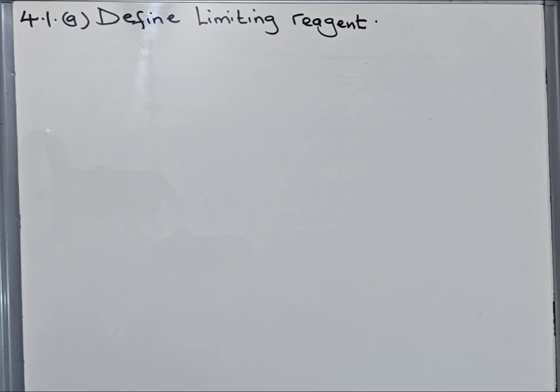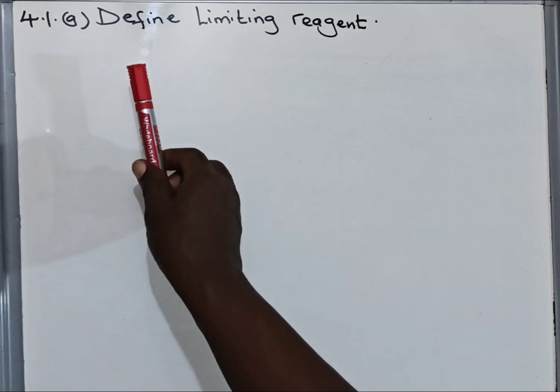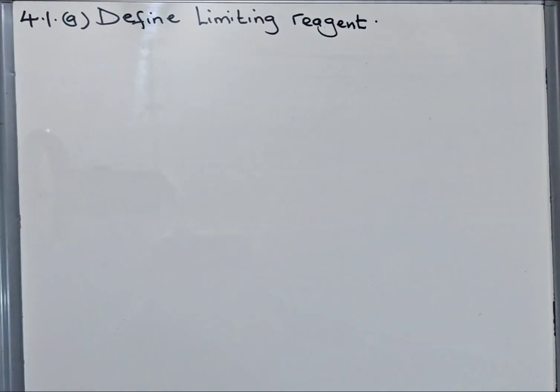Okay, we are looking at this question. It's still a grade 11 question. It says, define limiting reagent. What is a limiting reagent? A limiting reagent is the reagent or reactant that is completely used up during the chemical reaction. Yes, at the end of the reaction, it is completely used up.